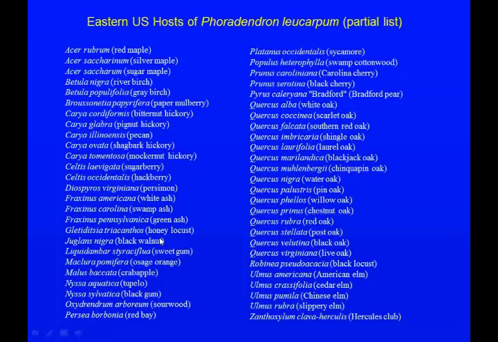Now the hosts of this plant are varied. We have a partial list here of the trees that Phoradendron leucarpum grows on. That's 50 or so names out of about 150 that I have in my database that it occurs on. So you would probably say, given this, it is a very host generalist or non-specific plant. But stay tuned, things are going to be a little more complicated and interesting than that.